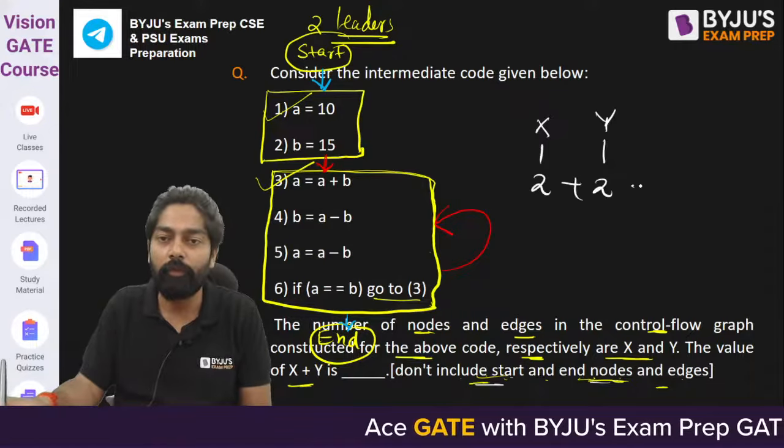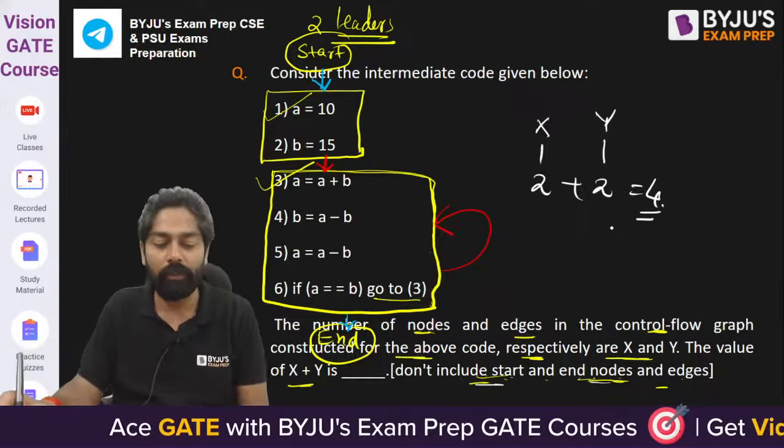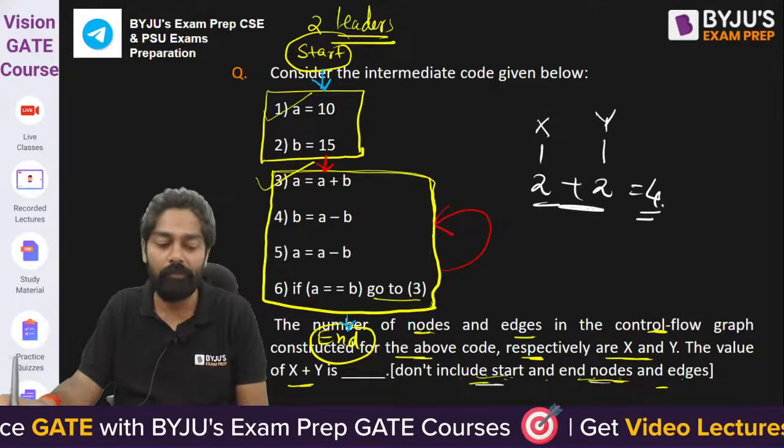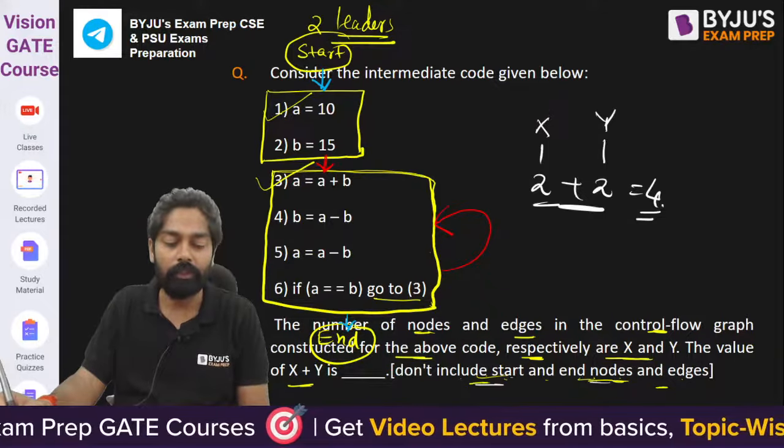So 2 plus 2 will be 4. So the answer will be 4 for this one. 4 is the right one. I think someone has given the correct answer. So 2 plus 2 equal to 4 is the right answer for this one.